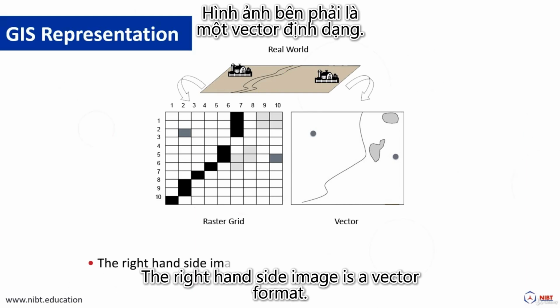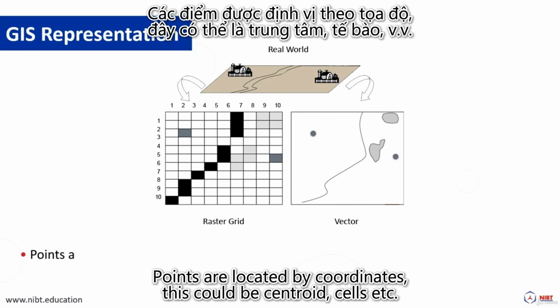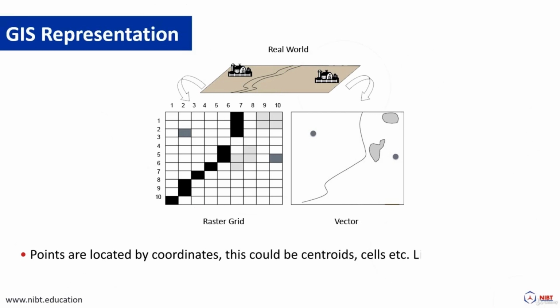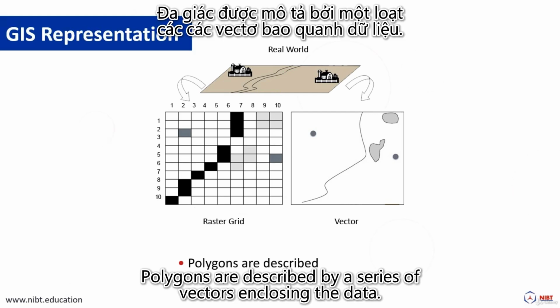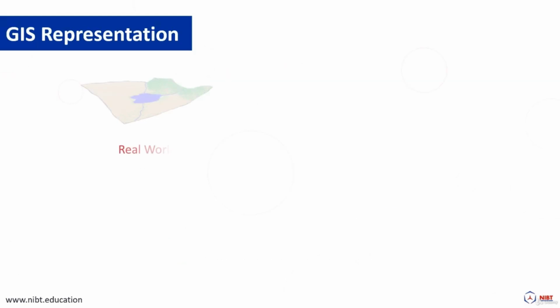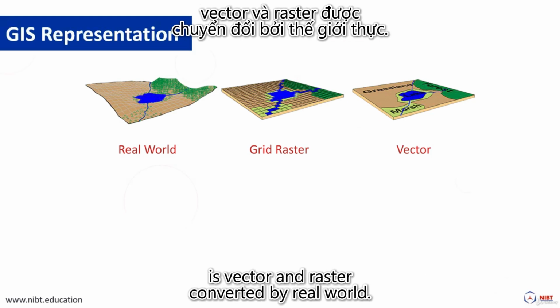The right hand side image is a vector format. Data is created using points, lines and polygons. Points are located by coordinates. This could be centroids, cells, etc. Lines are described by a series of connecting vectors with start xy and end xy coordinates. Polygons are described by a series of vectors enclosing the data. So this is another example of the same, vector and raster converted from the real world.